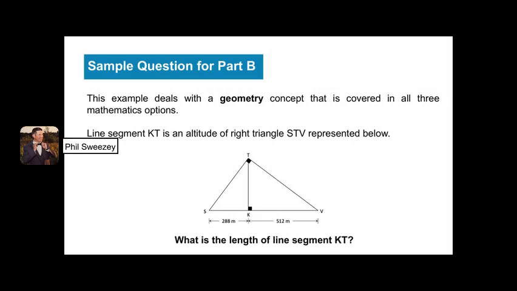Sample question for Part B. This specific question is looking at metric relations. However, this was not included in the priority content and should not be included on the end of year ministry June exam. But this is a perfect example of a short answer question that you will typically see. You'll be provided with a little bit of information. They've given you everything already labeled. All you have to do is identify the one segment KT.